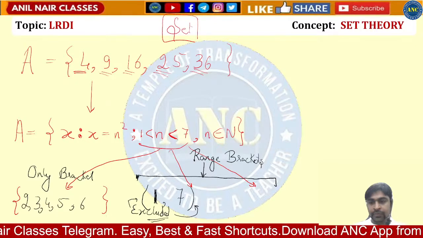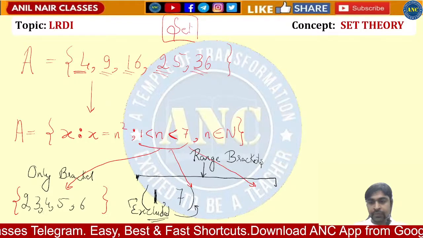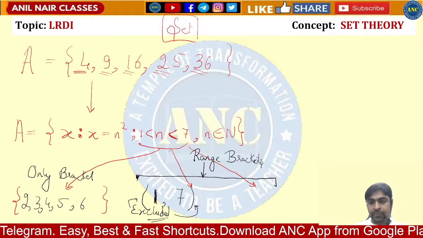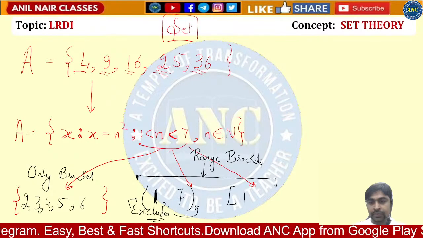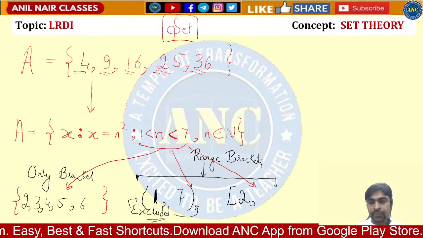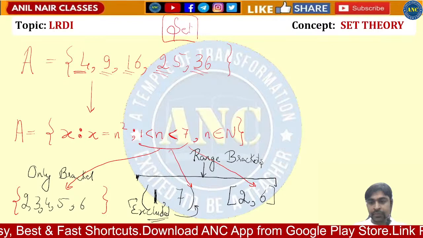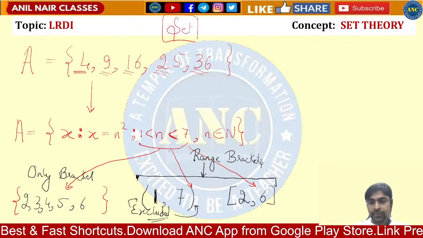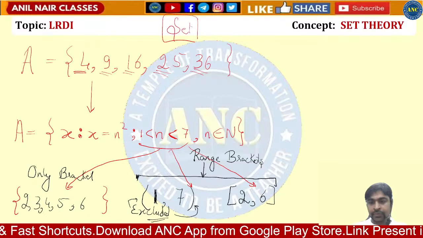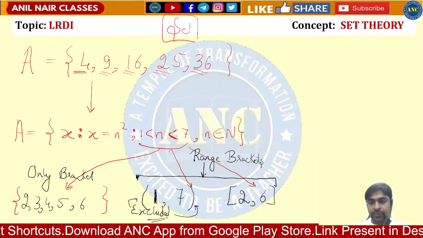Right, so the next part is this bracket, 2 comma 6. Now what does that mean? What does that mean? Guys, am I audible? What does that mean?